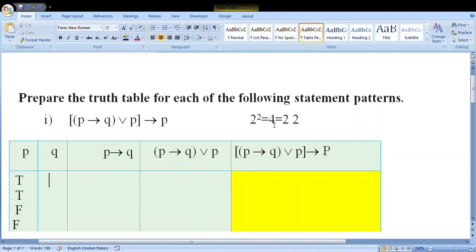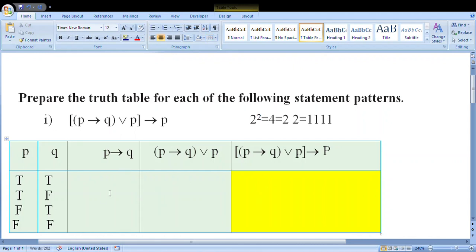The first entry is 4. Divide 4 into 2 equal parts, so we get 2, 2. Now divide these 2 into equal parts, so that is equal to 1, 1, 1, 1. That means 1 is T, 1 is F, 1 is T, 1 is F. Next is F.